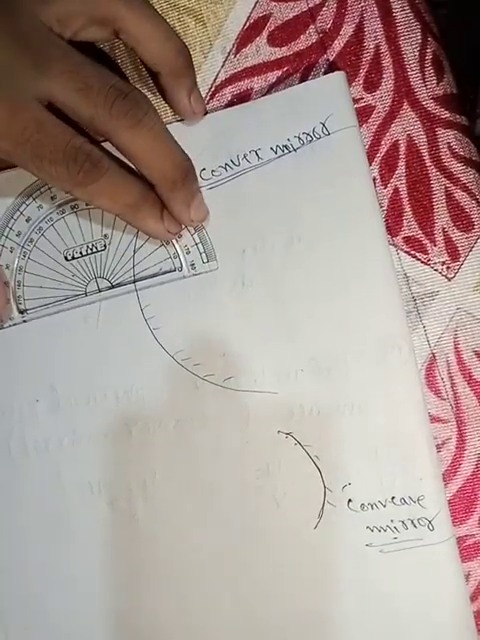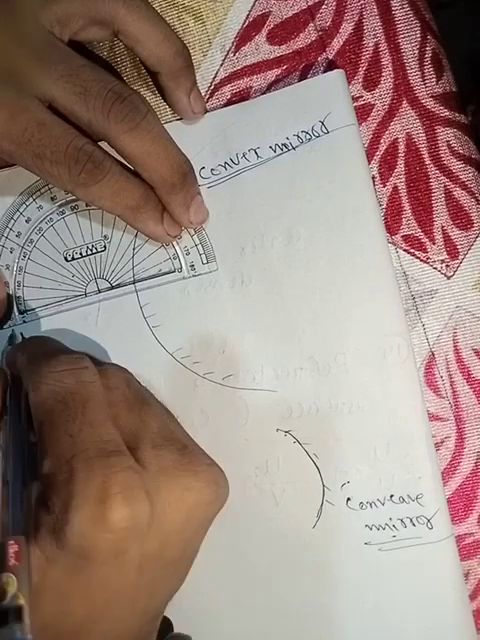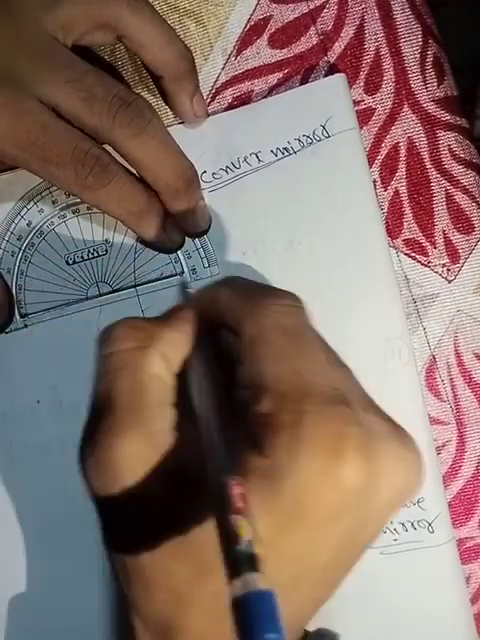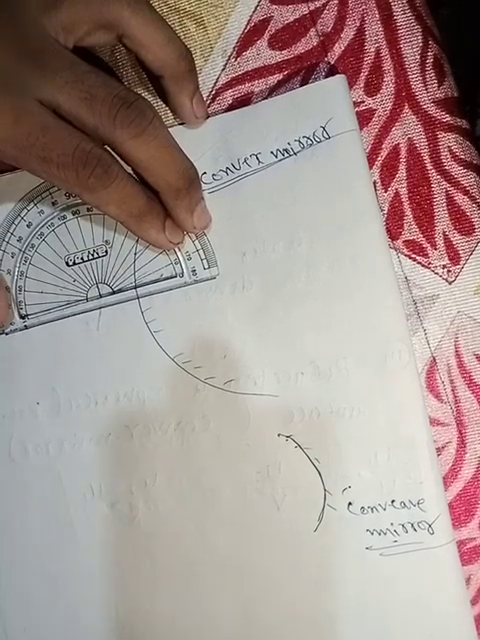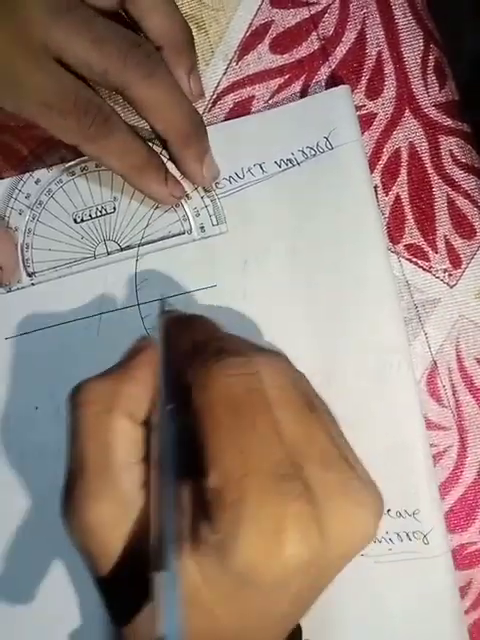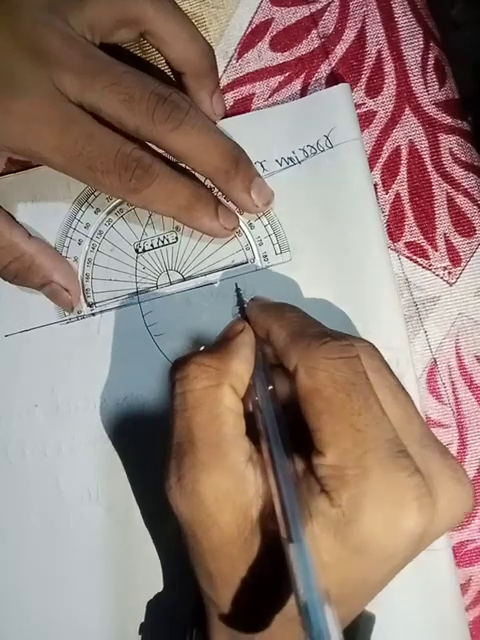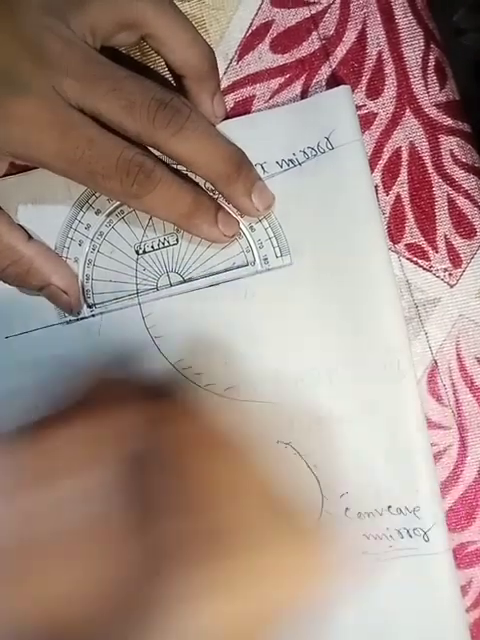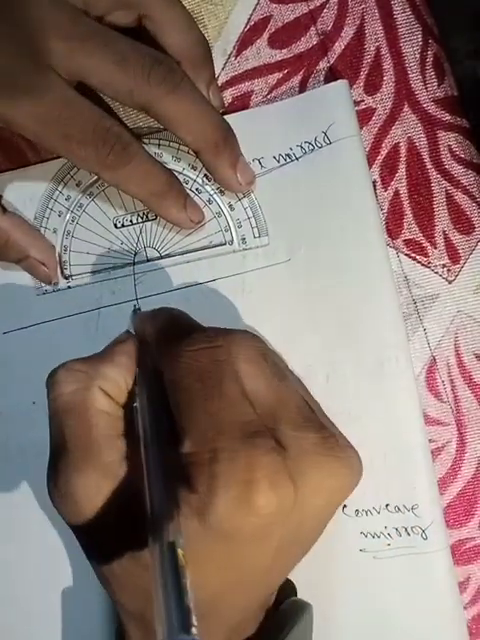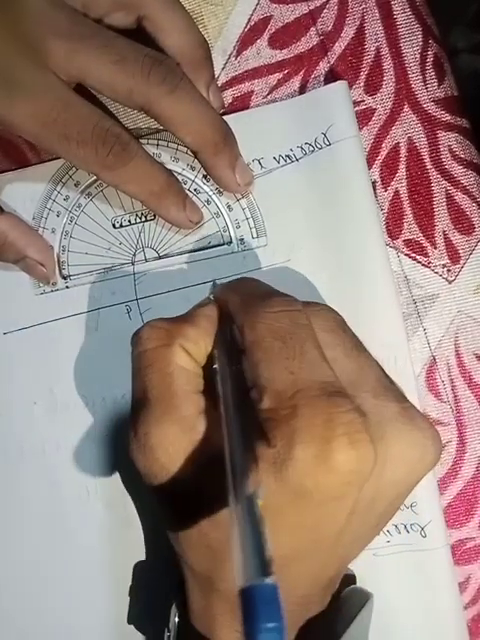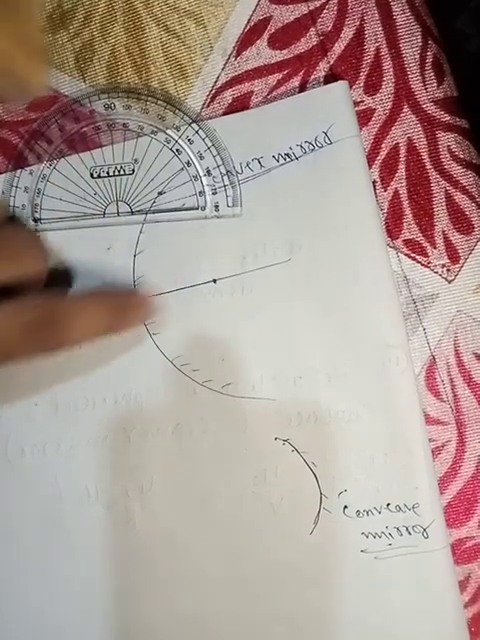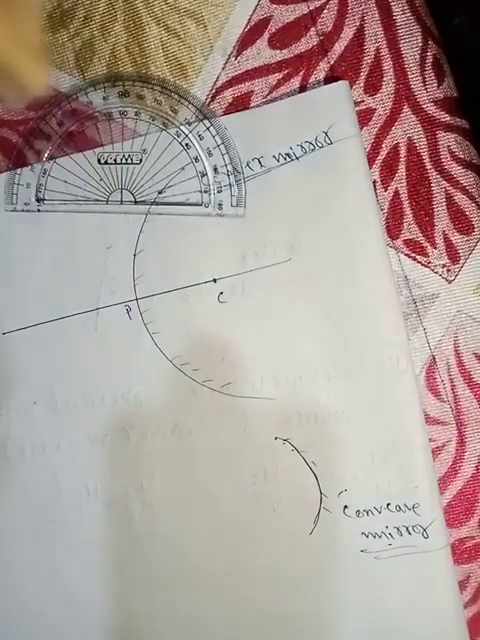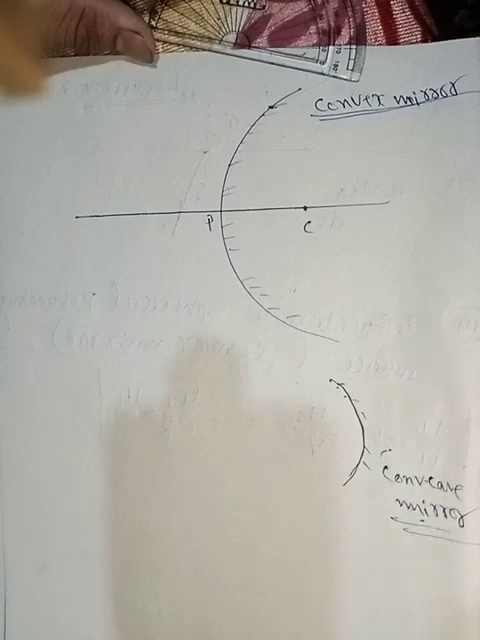This is a ray which crosses through the midpoint of the convex mirror. This is called the principal axis. What do we mean by principal axis? The line which passes through the pole and the center of curvature is known as the principal axis. You can see.